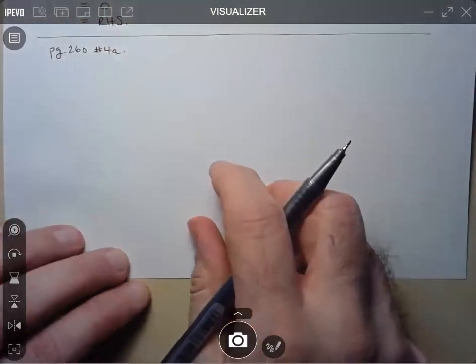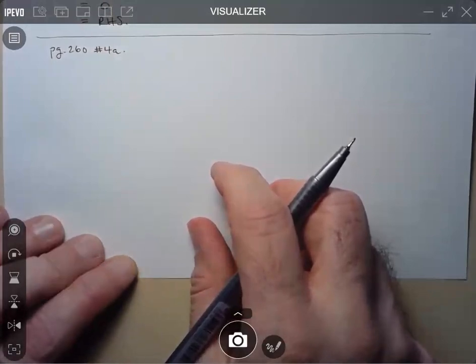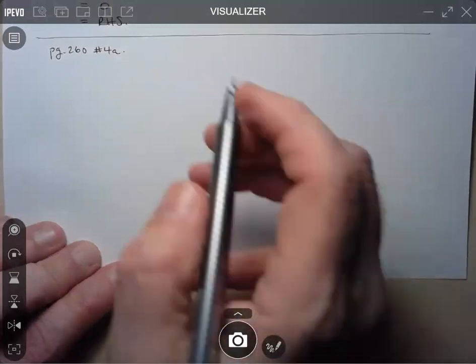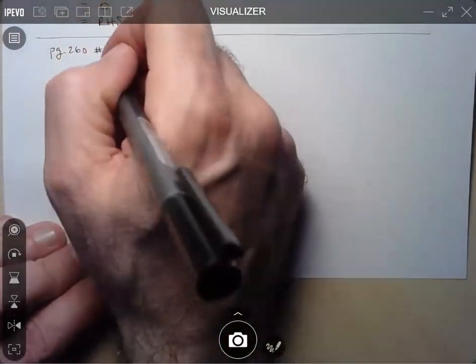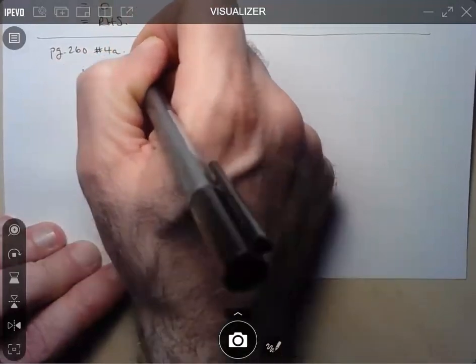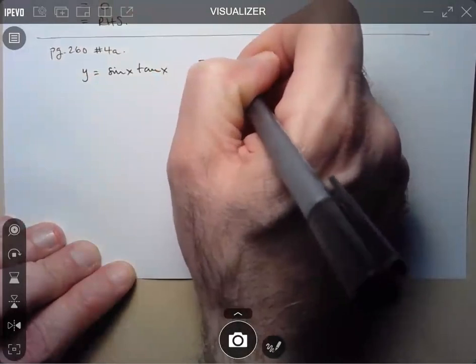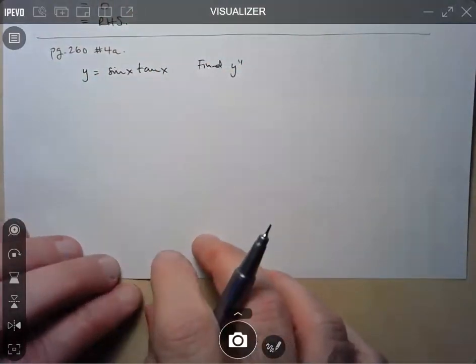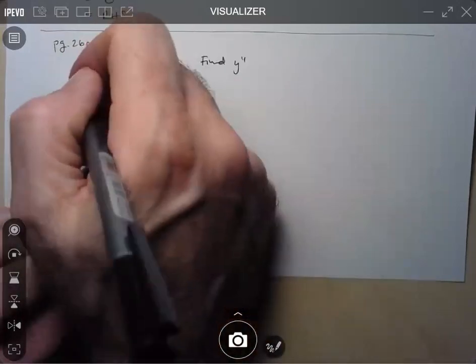Okay, so let's take a look at this here. 4A. Here again, we're finding the second derivative of this function: y equals sine x tan x. And we want to find the second derivative. So let's start by finding the first derivative.